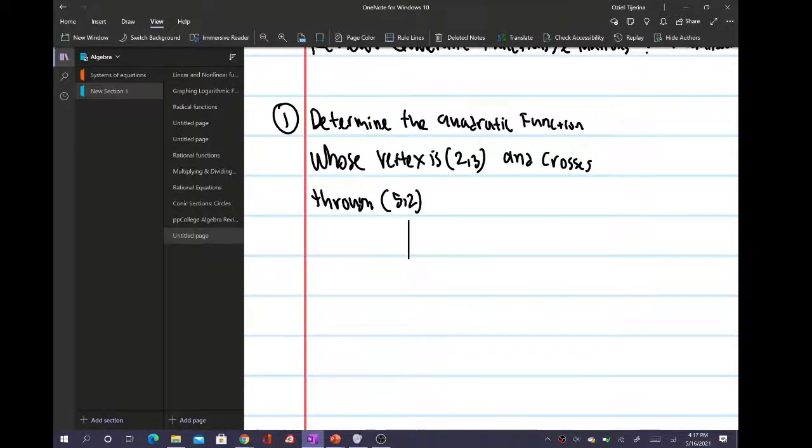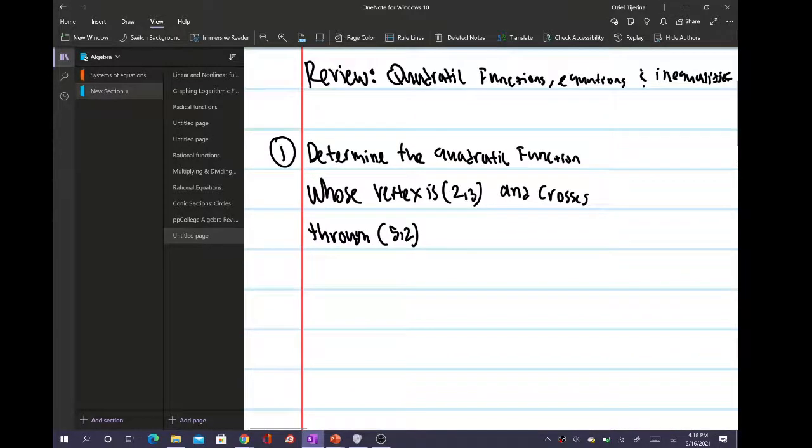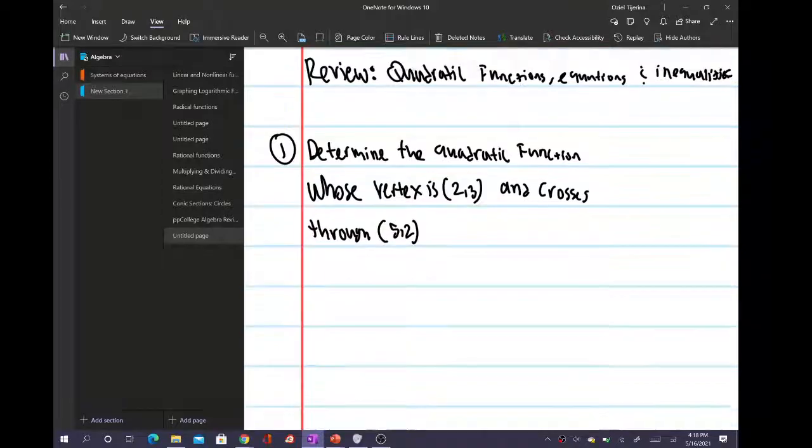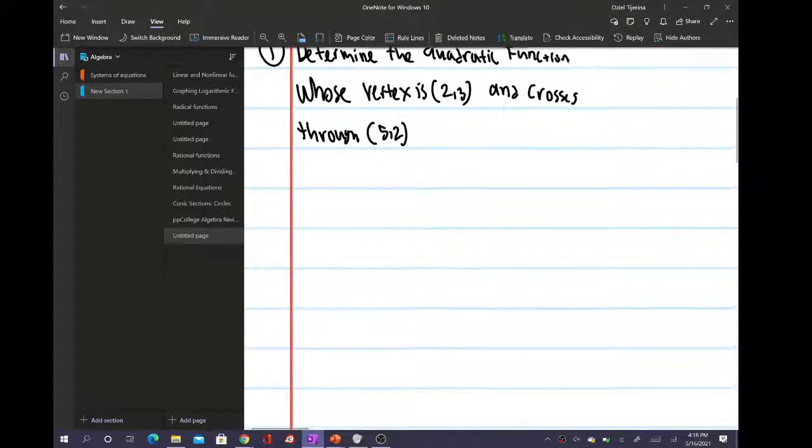So let's get started. By the way, this is for algebra, if you're in algebra, college algebra, or beginning algebra, depending. This is kind of the review for that. What we're going to start with first is writing a quadratic function given 2 points, one of which is the vertex of the parabola.